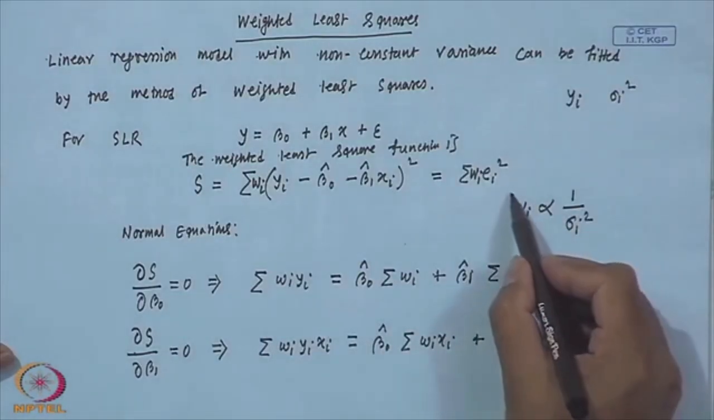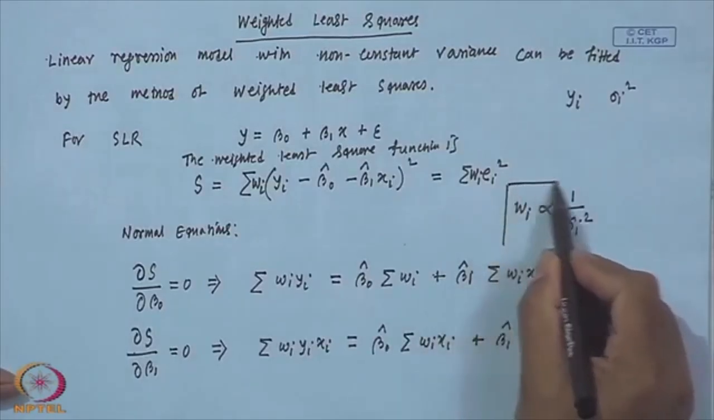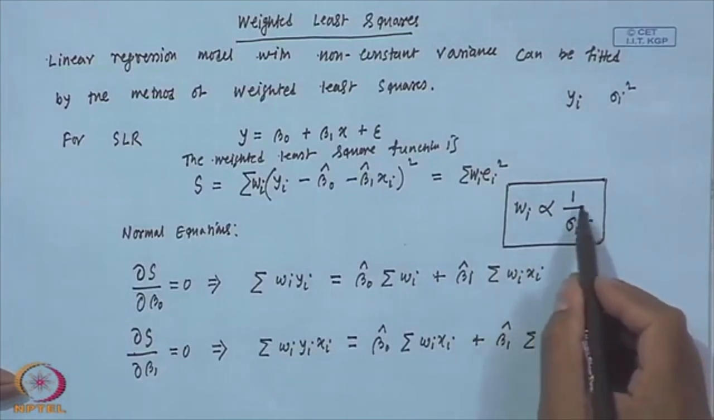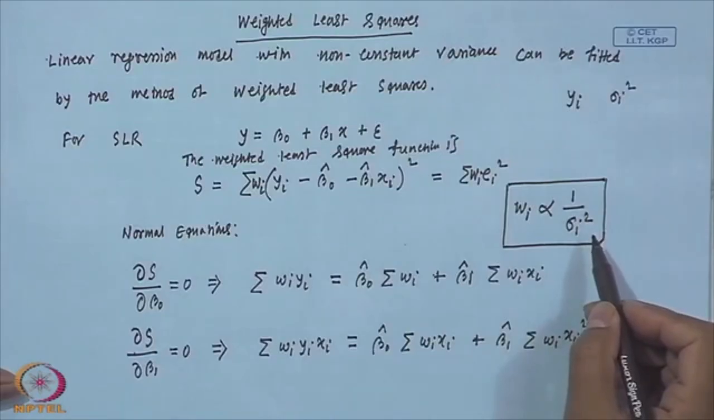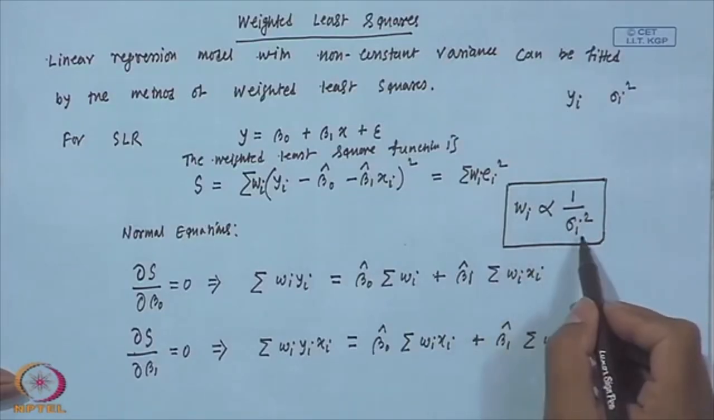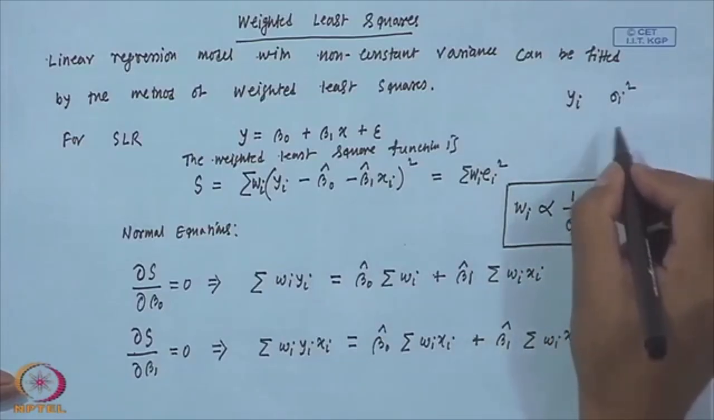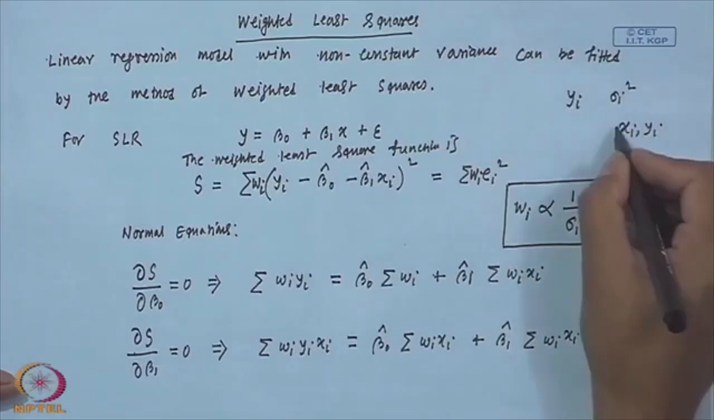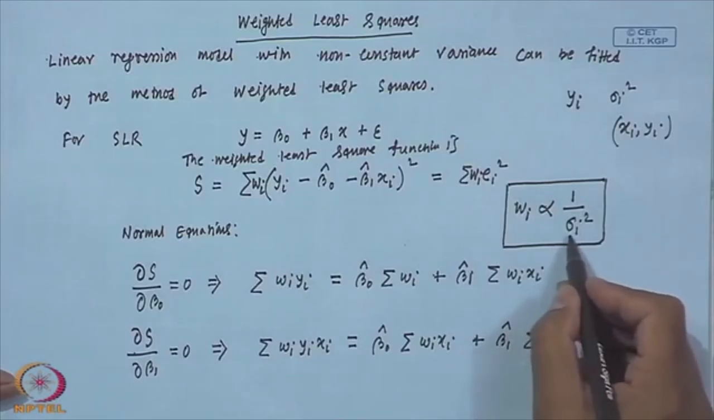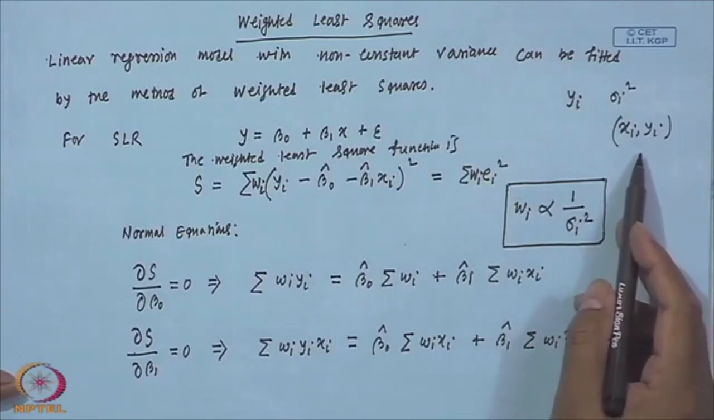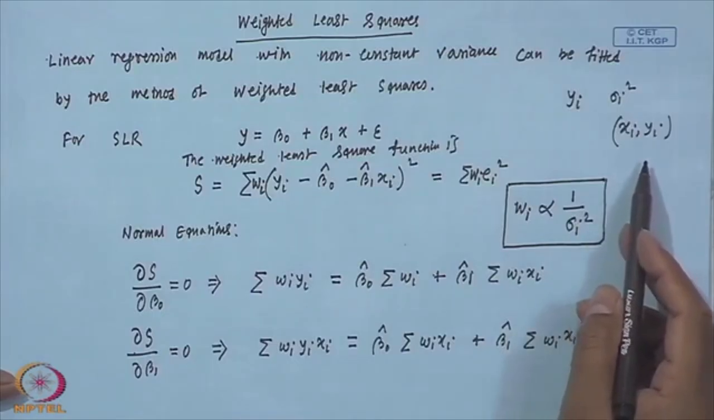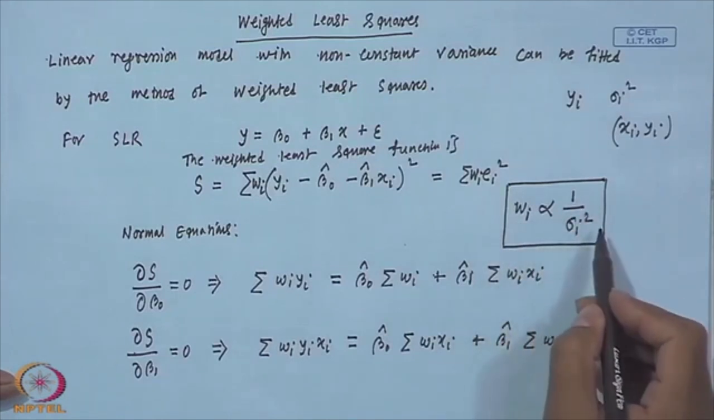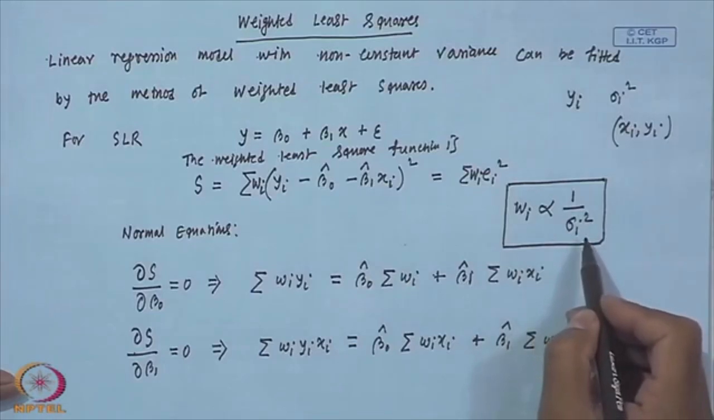Now, I did not say anything about why the weight is proportional to 1 by sigma_i square, and the other concern here is that you are given just a data set like x_i, y_i for i equal to 1 to n, nothing else. So, you do not know what this sigma_i square is for your given set of data. Okay, so, I will come back to this point. First of all, why this weight is proportional to 1 by sigma_i square and how to get this sigma_i square.